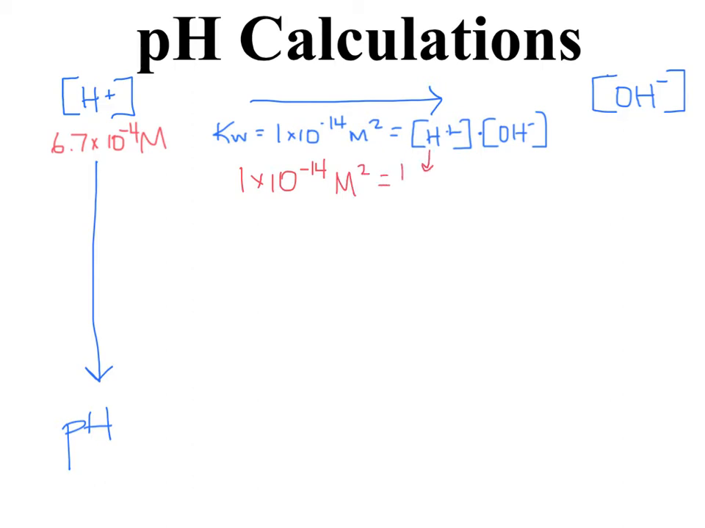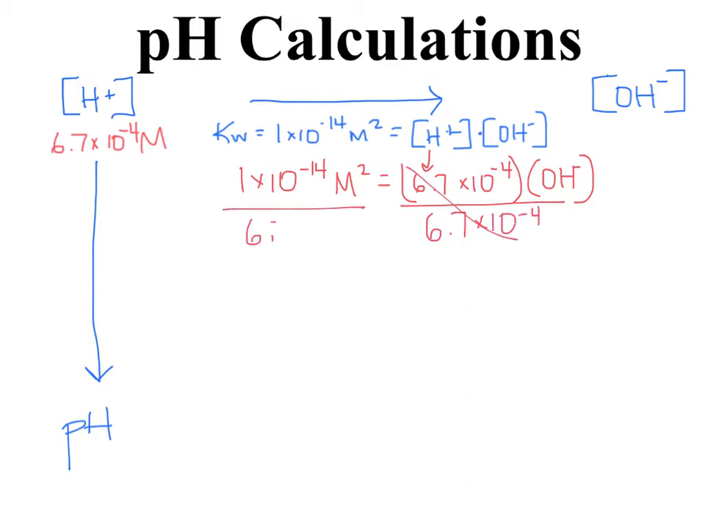I know my hydrogen concentration is 6.7 times 10 to the negative 4th. So all I have to do is find my hydroxide. Divide both sides by the hydrogen concentration, and you're basically done. The molarity cancels with the square, and so you're going to put that in a calculator and find out that the hydroxide is equal to 1.49 times 10 to the negative 11th molarity.